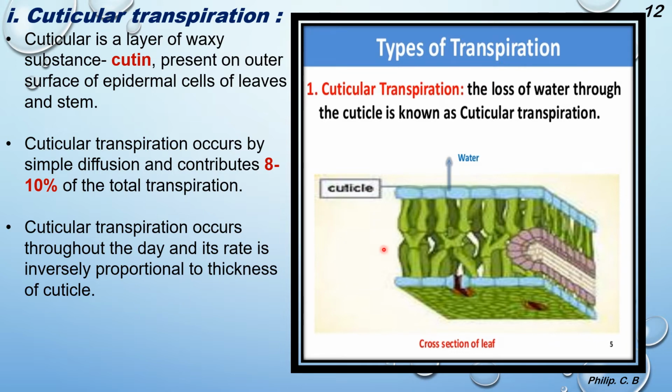So based on that, I added an image over here, that is cuticular transpiration. The loss of water through the cuticle is known as cuticular transpiration. In simple words, the water which is evaporated through the cuticular region. So you can see the cross section of the leaf, the cuticle which is present at the uppermost part of the leaf.